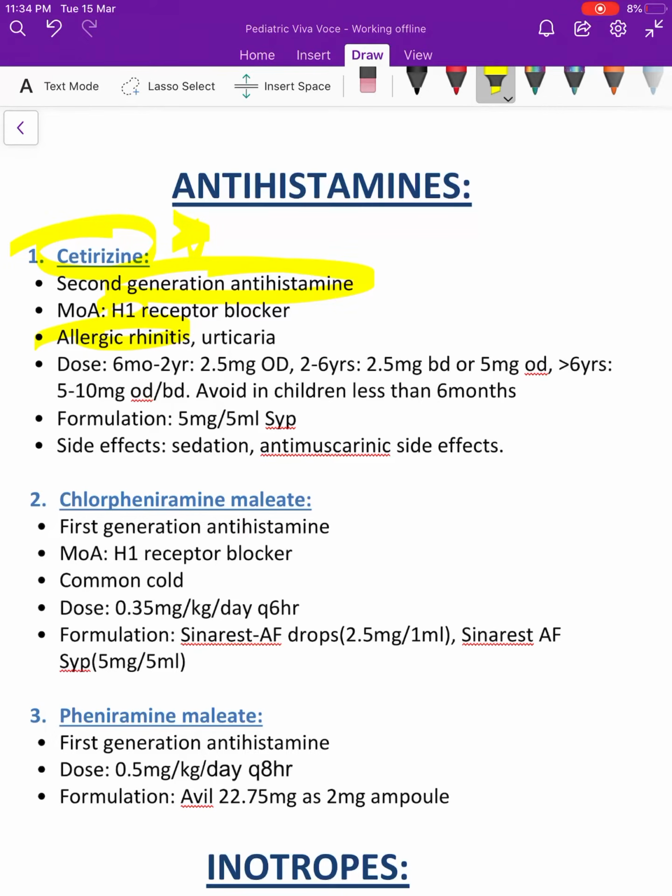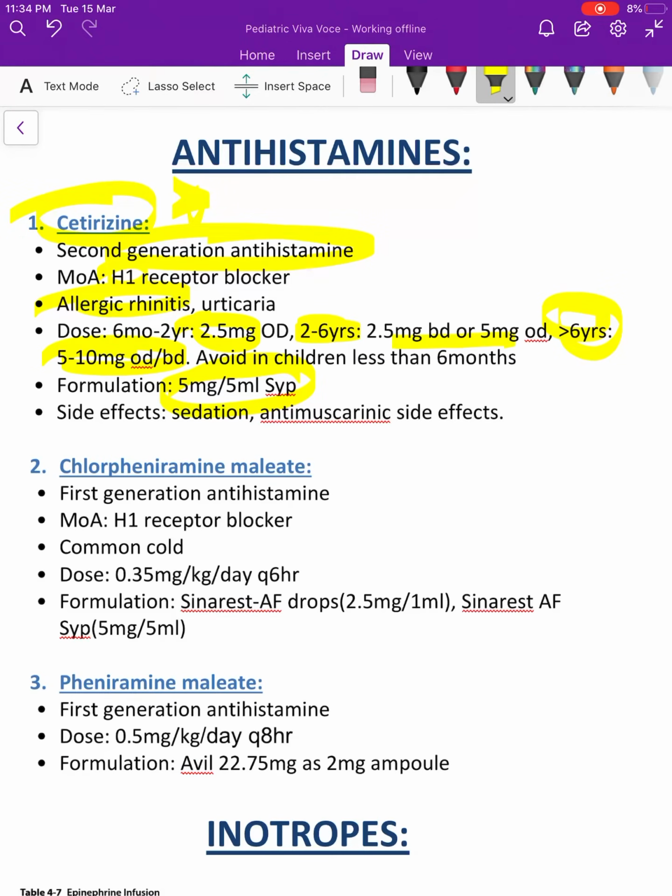Dosage: if it is 6 months to 2 years, it is 2.5 mg OD. 2 to 6 years, it is 2.5 mg BD or 5 mg OD. If it is more than 6 years, then it is 5 to 10 mg OD or BD. Okay, it is usually avoided in children less than 6 months. Formulation is 5 mg per 5 ml syrup. That is how it is available.